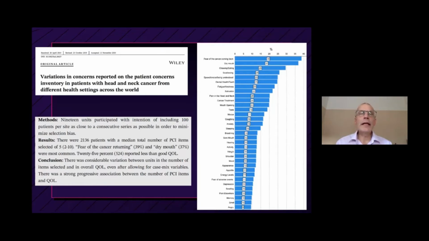And the issue of fear of the cancer coming back is a very important one for the PCI, because as clinicians, we can't easily ask the patients if they have a fear of the cancer coming back. Because the patient may say, well, why am I being asked that? They may have come to terms with it. They may not want to be reminded. It may not be a concern.